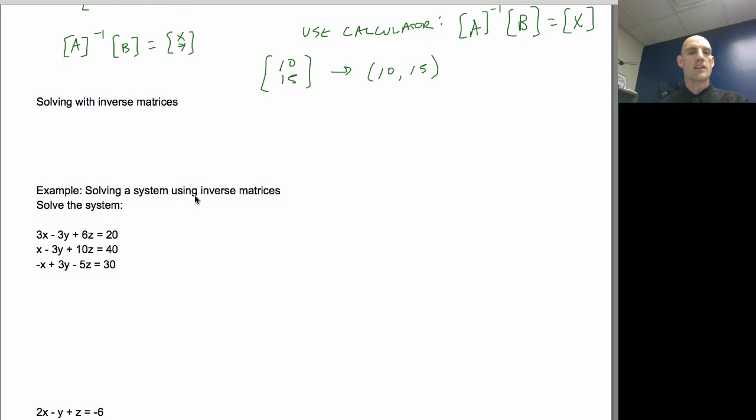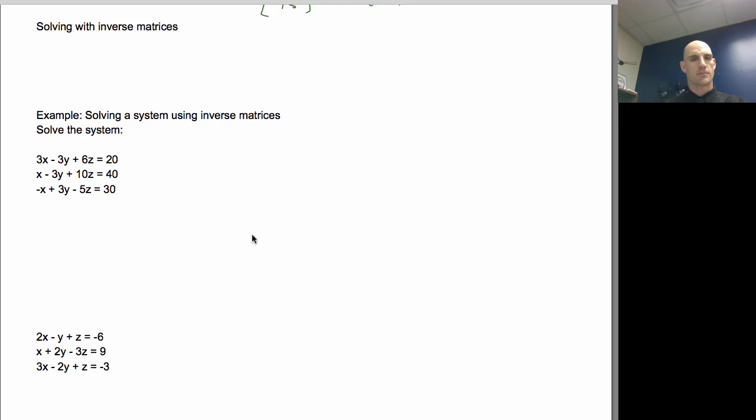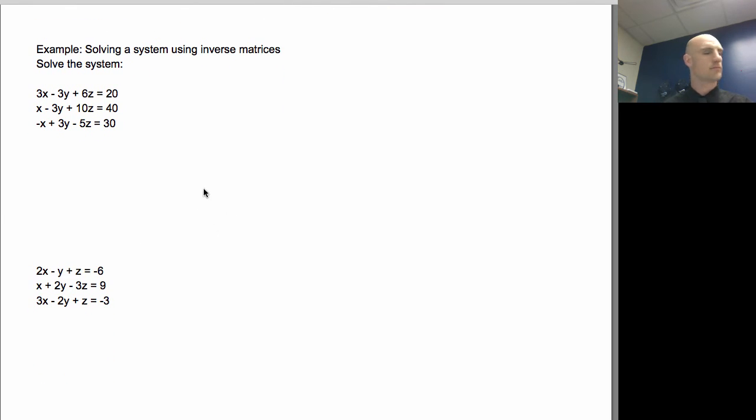Okay, so solving with inverse matrices involves us setting up a matrix for the coefficients, setting up a matrix for the answers, and using the inverse to multiply, granted that there is an inverse. Okay, and so what's the process? Solving using inverse matrices, defining A, which is equal to 3, -3, 6, and B is going to be all of my answers, so I can just set it up simultaneously.